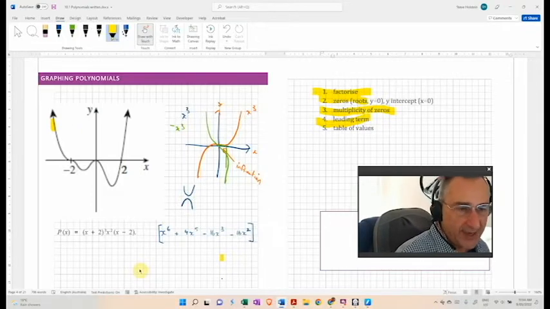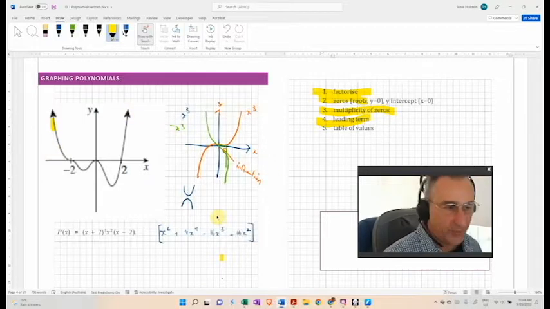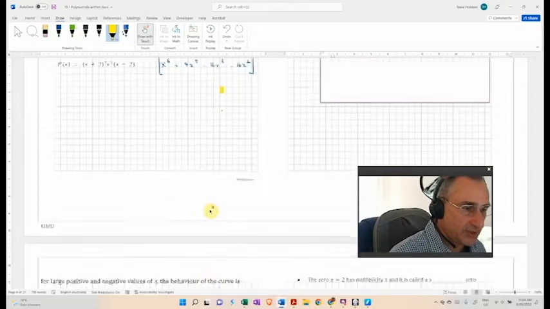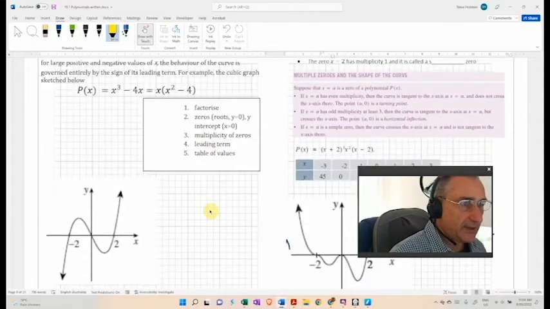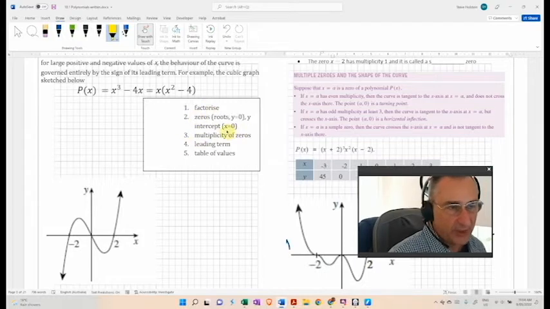Let's have a look now at, we'll look at this in a little bit more detail with a table of values next, and then we'll do some more examples. So let's go to the next page. And I've reproduced that checklist, the factorize, which at the moment we're factorized for everything, the zeros and multiplicity of the zeros, the leading term, and the table of values.